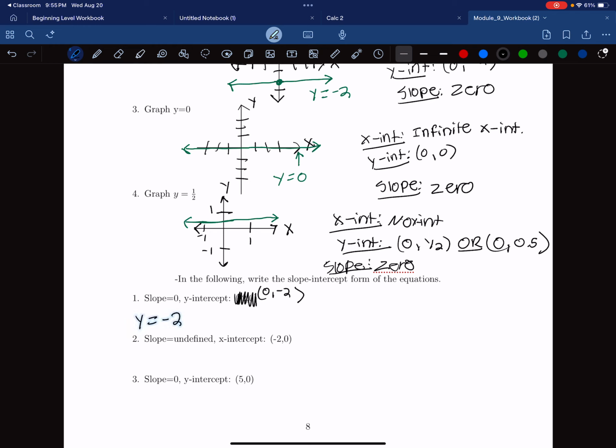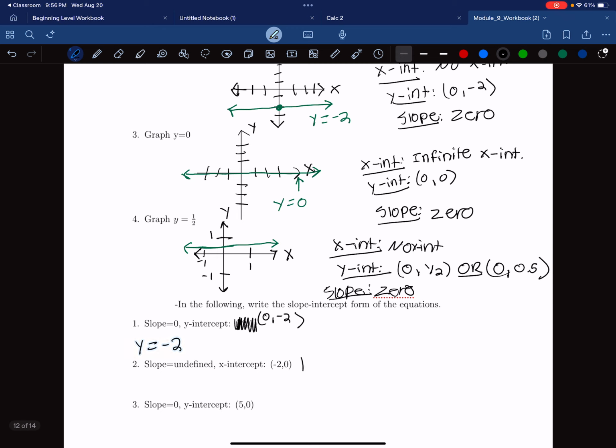Looking at example 2, we have an undefined slope and an x-intercept at -2, 0. So I encourage you to pause the video and try this on your own. Let's work through it together. Well, if we recall, anytime we have an undefined slope, that is going to be a vertical line, which goes up and down like this, which is a graph of x equals some value. And that value is going to be where the x-intercept is, which is at -2. So x equals -2.